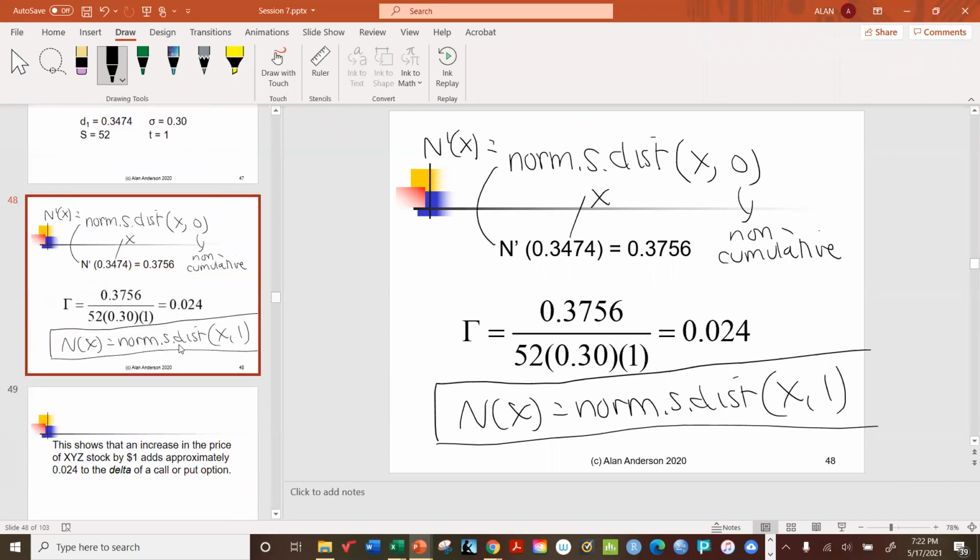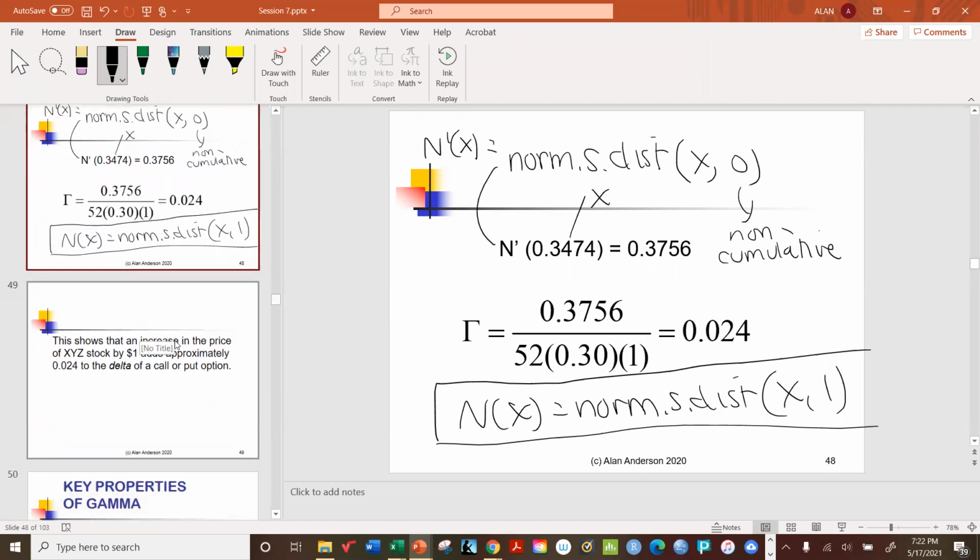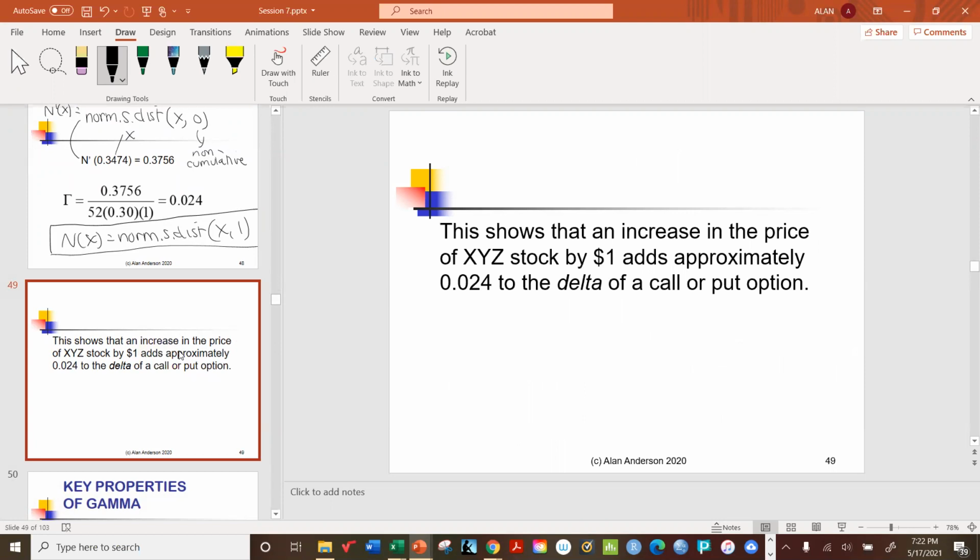Okay. Now, oh, and one more thing. What does this actually mean? It means that if the stock price goes up by $1, the call delta and the put delta go up by 0.024. That's what it actually means. So the fact that it's 0.024 means that if the price of the stock goes up by $1, the delta goes up by 0.024.